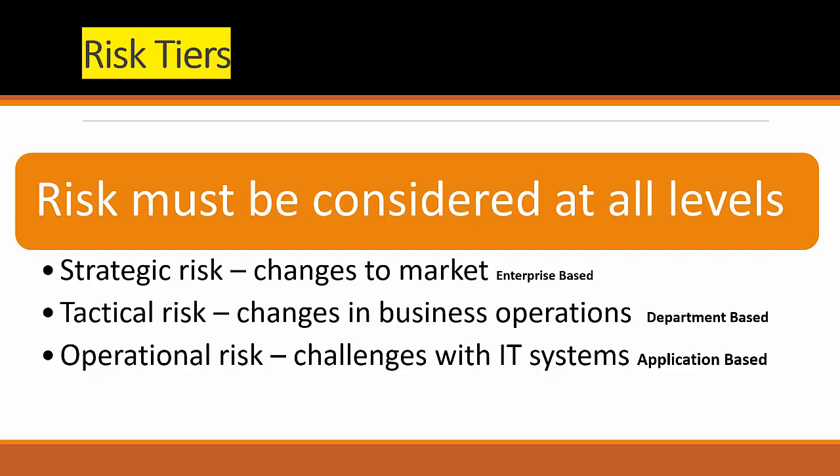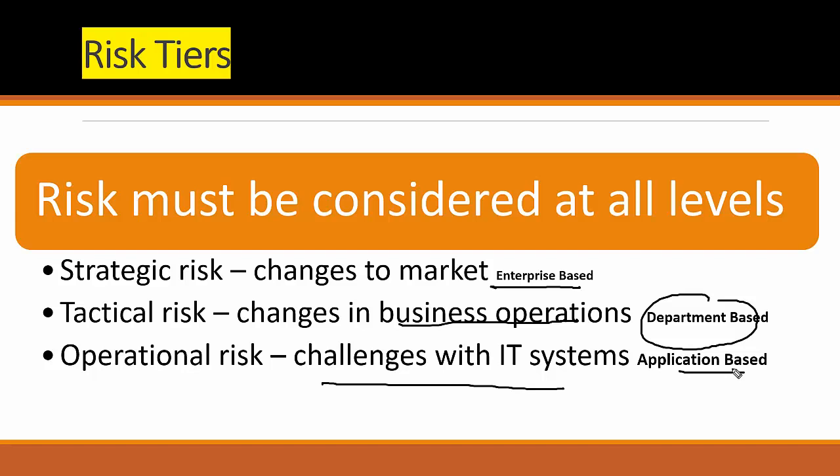So we have a strategic risk, which is enterprise based. That is how it impacts the overall business, which is changes to the market. Then we have a tactical risk, changes in the business operation, which is department based. And third is called an operational risk, which is challenges with the IT system and application base. One example I can give you where all three are related: now there is a change in the regulation, and because of that, we need to change the strategy. So that becomes a strategic risk.